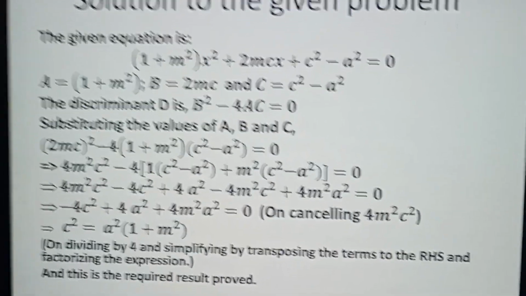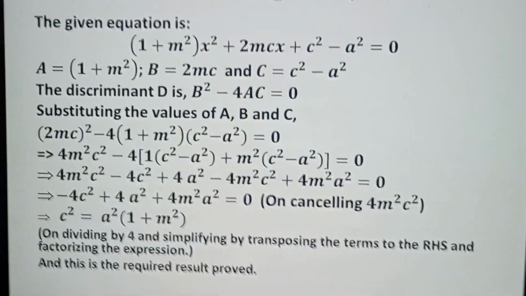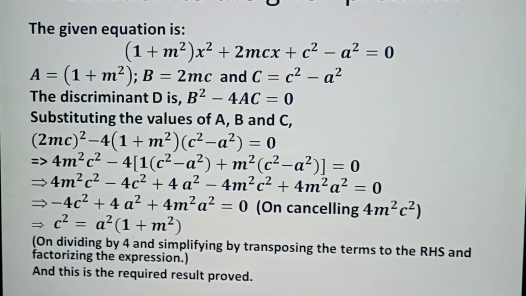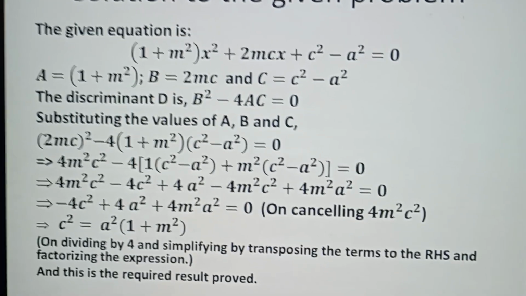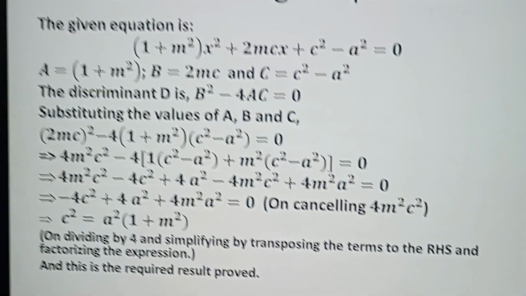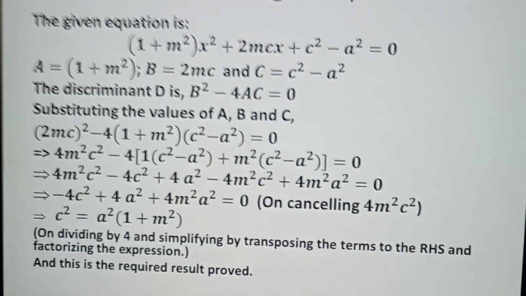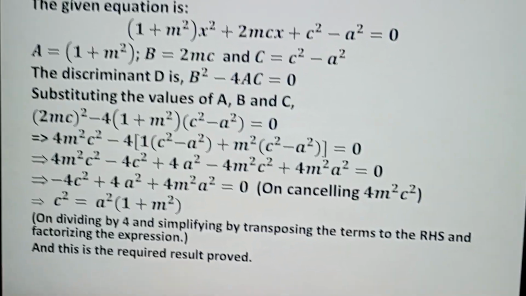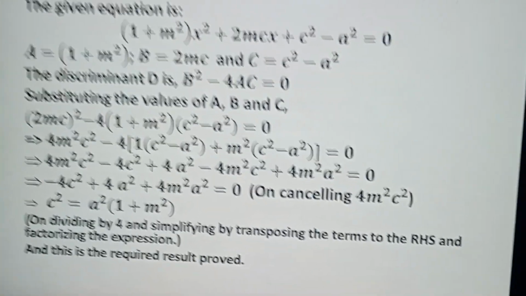Now it becomes very simple because 4m squared c squared gets cancelled out. Plus 4m squared c squared minus 4m squared c squared, it is getting cancelled. So we are left with minus 4c squared plus 4a squared plus 4m squared a squared. There are only three terms now, equal to 0.